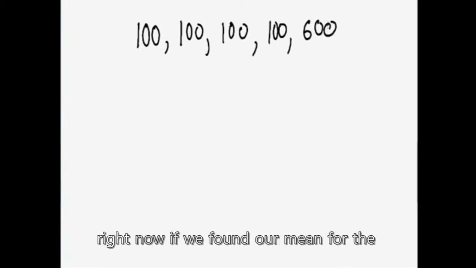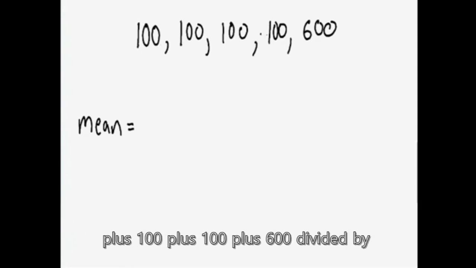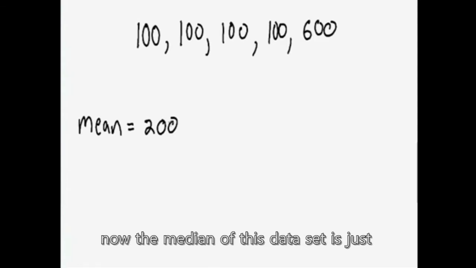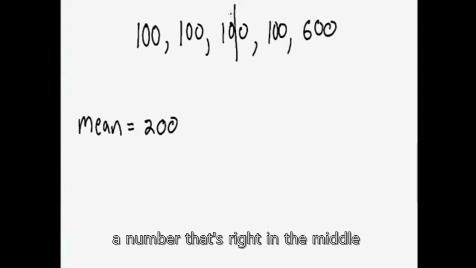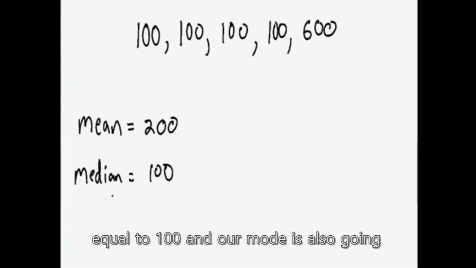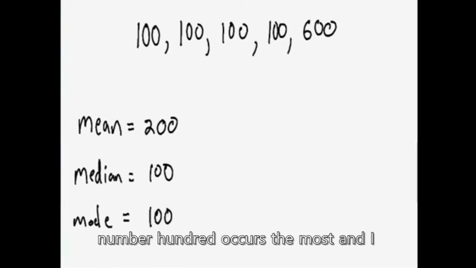Alright, now, if we found our mean for this set of data, it would be 100 plus 100 plus 100 plus 100 plus 600 divided by 5, and our mean would be equal to 200. Now the median of this data set is just the number that's right in the middle, which is 100. So our median is equal to 100, and our mode is also going to be equal to 100 because the number 100 occurs the most.